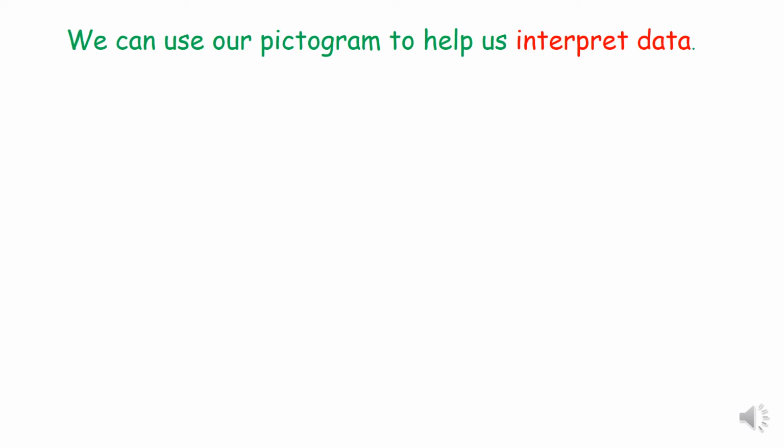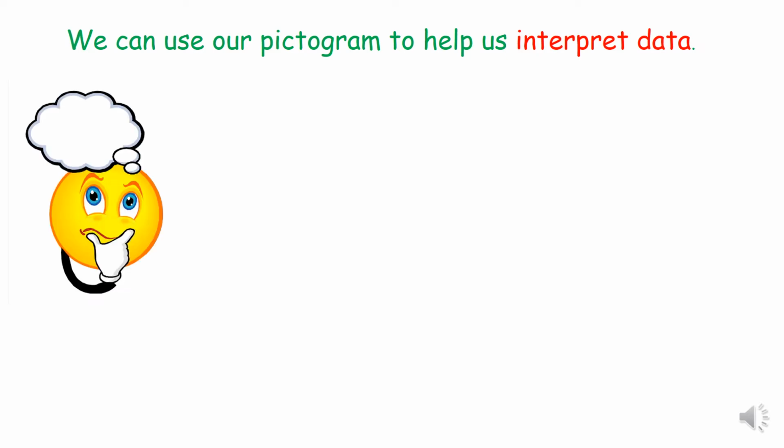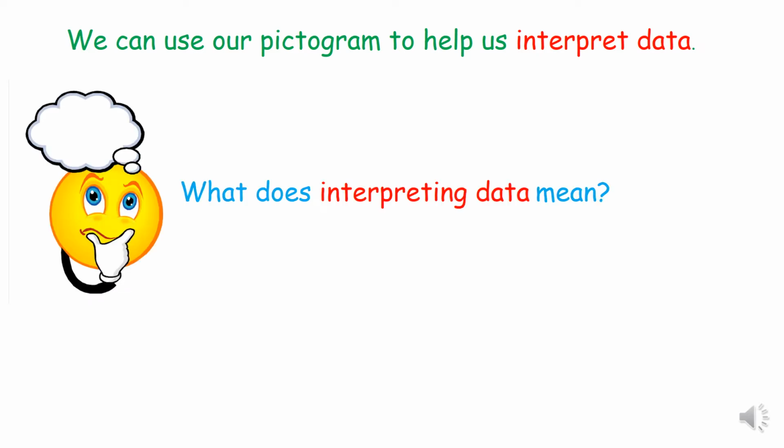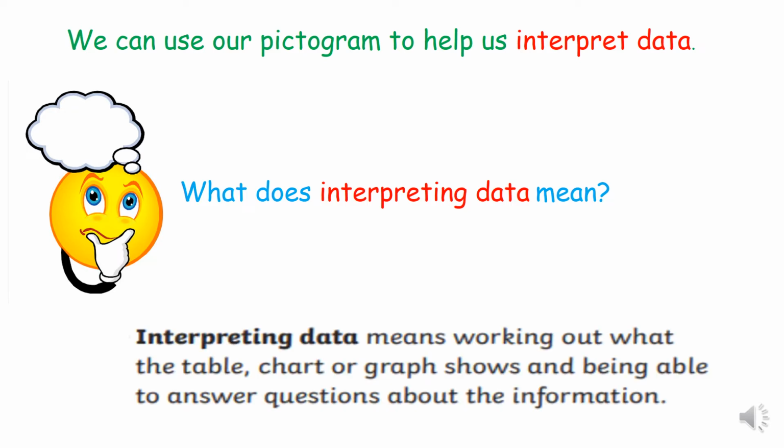Once we make a pictogram, we're able then to interpret the data. What does interpreting data mean? We learnt about this yesterday. Interpreting data means working out what the table, chart, or graph shows and being able to answer questions about the information. So we're looking at pictograms today. And when we interpret the data, that means we can answer questions, we can find out more information using the pictures to help us.